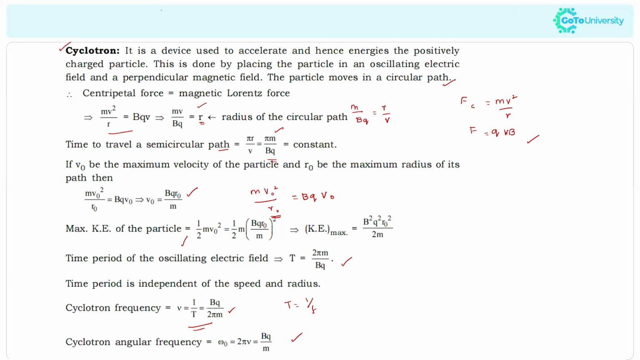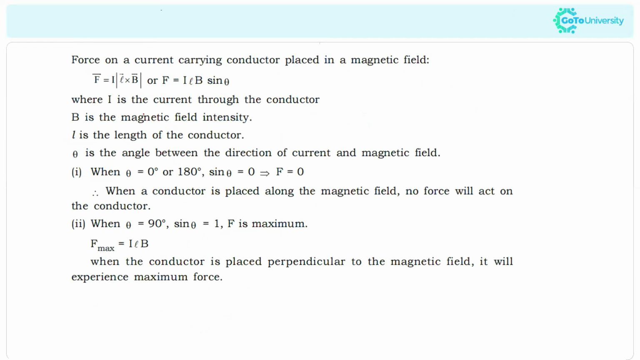We are going to the next slide now. It's all about the force on a current carrying conductor placed in a magnetic field. It is known that the force on a current carrying conductor placed in a magnetic field can be calculated using the formula I L B sine theta. Here I is the current through the conductor, B is the magnetic field, L is the length of the conductor, and theta is the angle between the current and the magnetic field. Here also we will have special cases based on how the direction of the current and magnetic field are oriented.